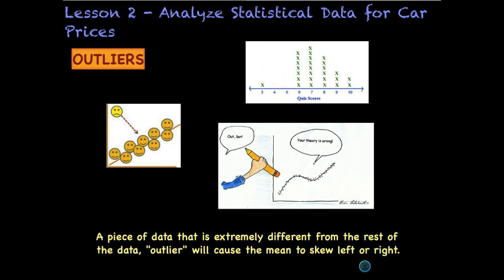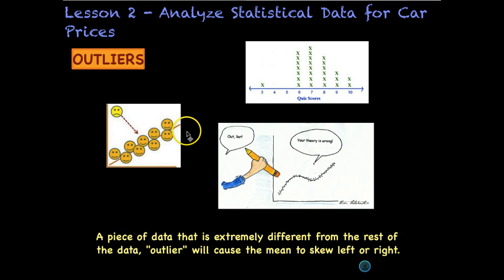Okay, let's look at what an outlier is. An outlier is just a piece of data that is extremely different from the rest of the data. An outlier will cause the mean to skew left or right. In other words, it'll adjust the mean. It'll change the mean and make it bigger or smaller. And it may or may not be an accurate representation of your mean.